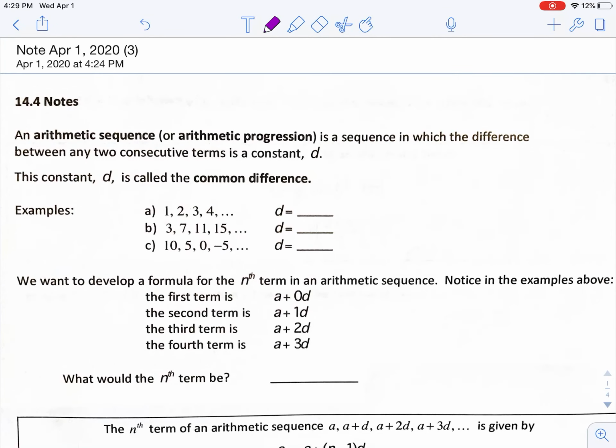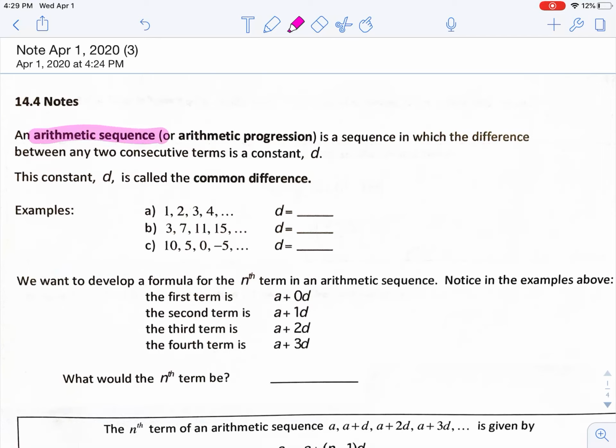Alright, so I'm going to talk through the 14.4 notes on arithmetic sequences. So this is a term that you haven't seen before, and I'm doing this a little differently. I'm using Notability to record, so let me know how it goes.